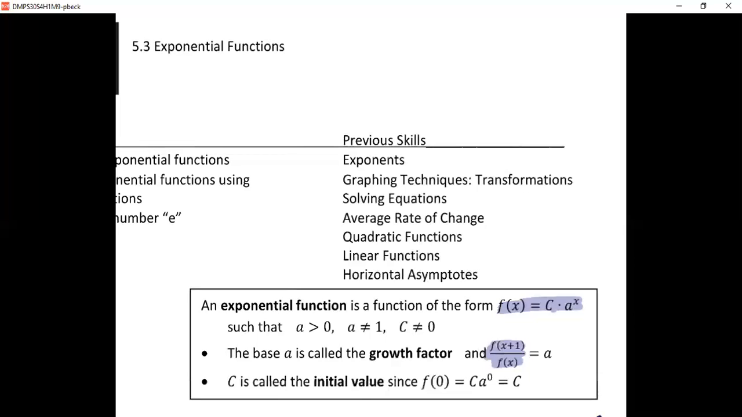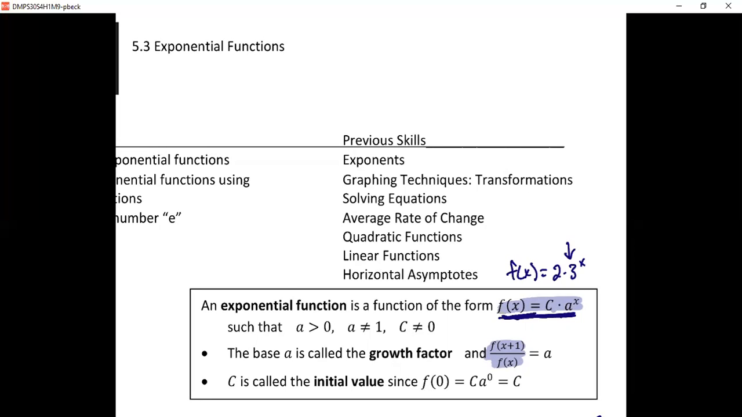An exponential function is a function that generically has this form, f of x equals c times a to the x. Now, a is what we call the base. An example of this would be f of x equals 2 times 3 to the x, where 3 is our exponential base. 2 ends up being a dilation, but that 3 is the exponential base that we really want to care about the most.